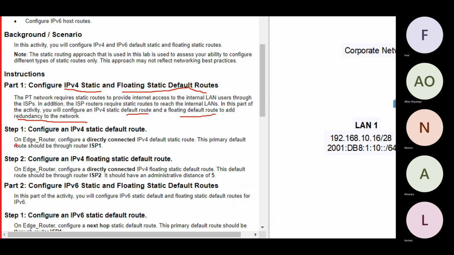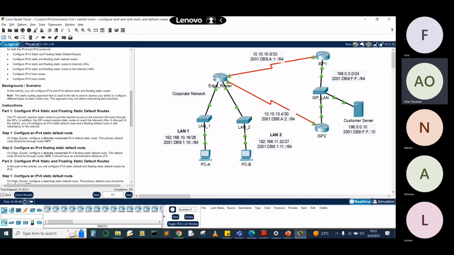Under part 1, we are going to configure on the edge router. That's our first router. We'll configure directly connected. The moment you hear directly connected, you need to think about the exit interface. Directly connected IPv4 default static route. This primary default route should be through ISP1. Look at that. So from edge router, we need to configure a default route, which is directly connected through ISP1.